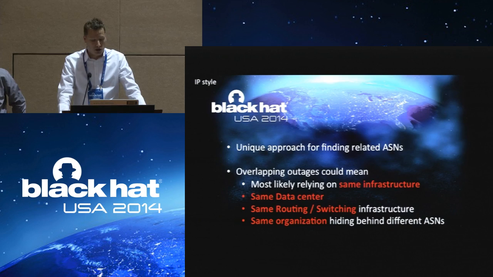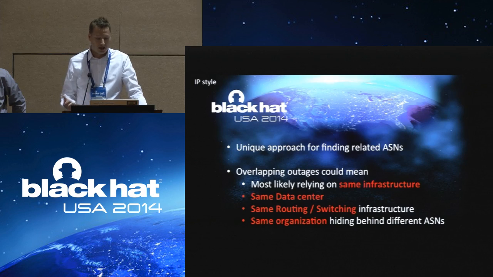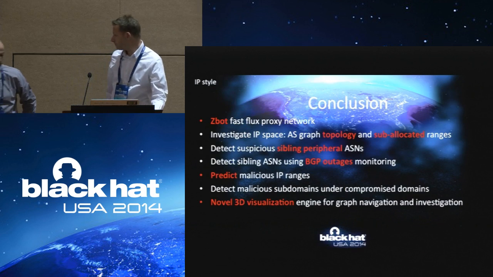Whatever it is, they're most likely the same guys hiding behind different ASNs. And we're going to use that same data to now find, if we know a bad ASN, we can within a few seconds find other ASNs that had similar overlapping outages and start zooming in on them. So it's a pretty unique and cool way to find other suspicious ASNs.